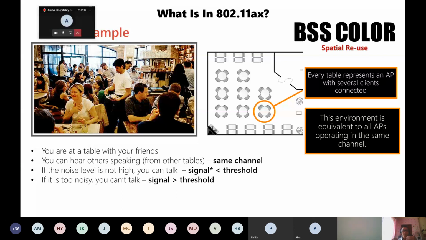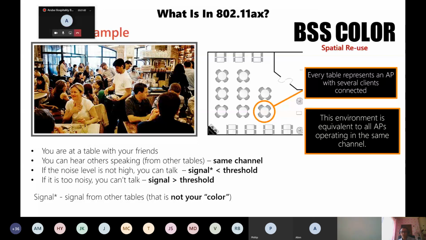So BSS color sort of is depicted by this kind of scenario. You're on the same table and you're speaking to one another. You can hear noise from others, but they're not on your table. They're a different cell, different color. Therefore, if you know that you can speak with your friends loud enough that they can hear you, you go ahead and talk. Clear? So I hope this analogy helps you understand this BSS color thing, because it's a little complicated, I'd say.